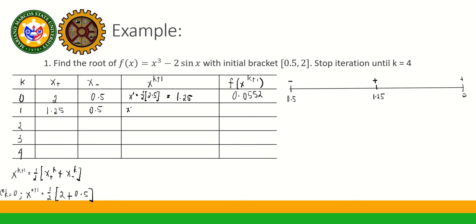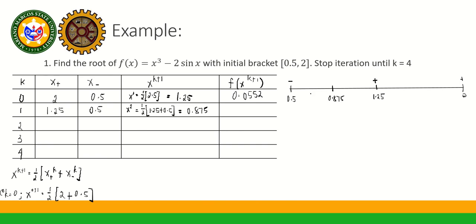So, x raised to, what is k? That is 1. So, 1 plus 1, x raised to 2 is equal to 1 half. Our 1.25 positive, x positive, 1.25 plus 0.5. So, this will be equal to 0.875. Okay? So this is 0.875. So we can put this here dito sa gitna.